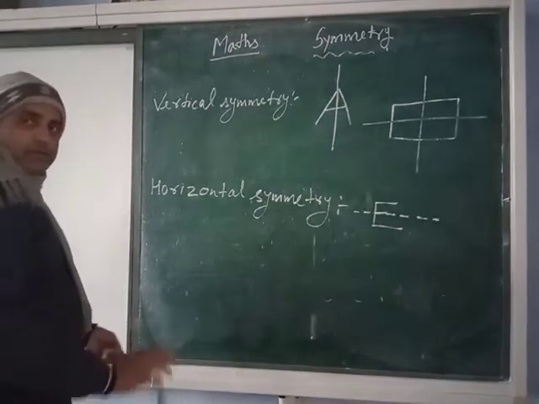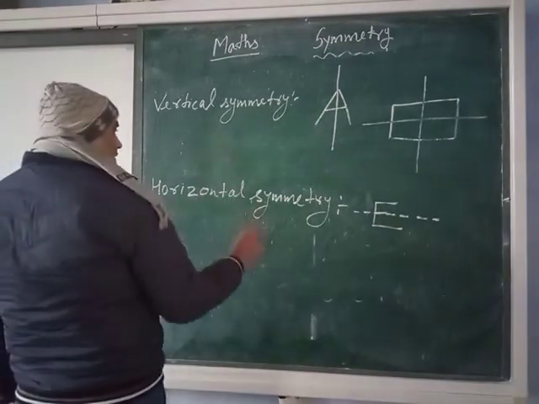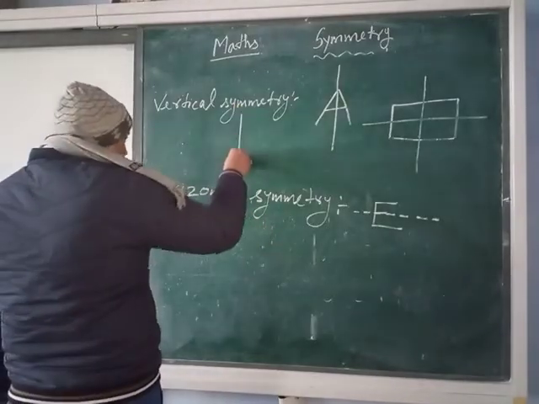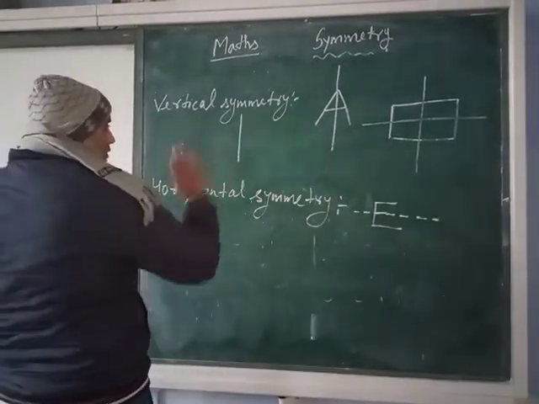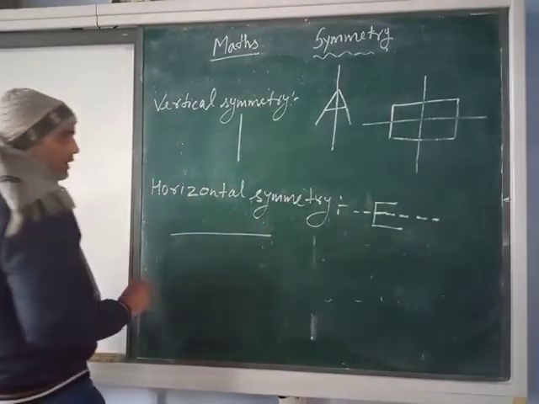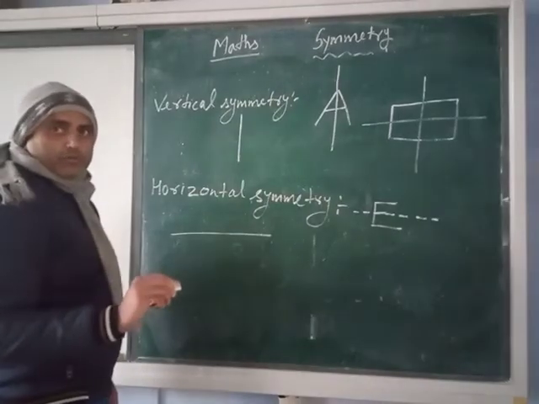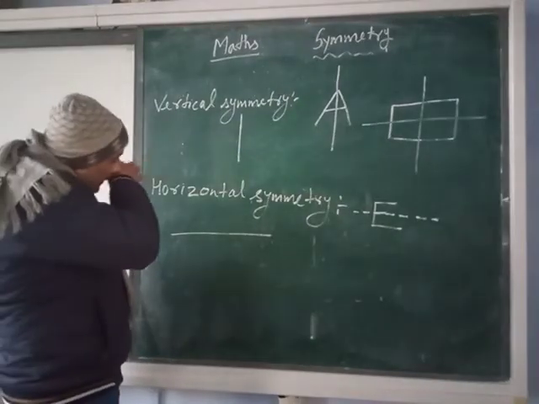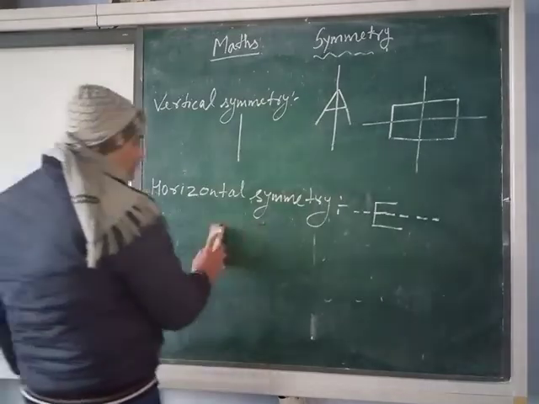I think you understand horizontal symmetry and vertical symmetry. It means in any figure, if you draw a line like this and the figure divides into two, then that is known as vertical symmetry. And when we draw a line like this, and the figure divides into two halves, then it is known as horizontal symmetry. Okay?